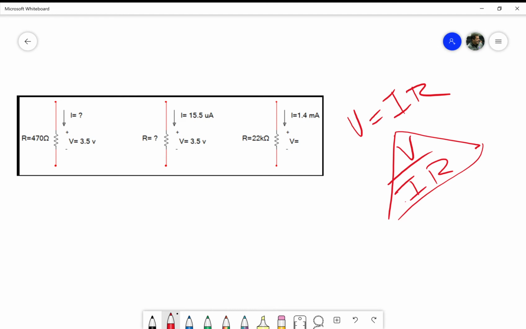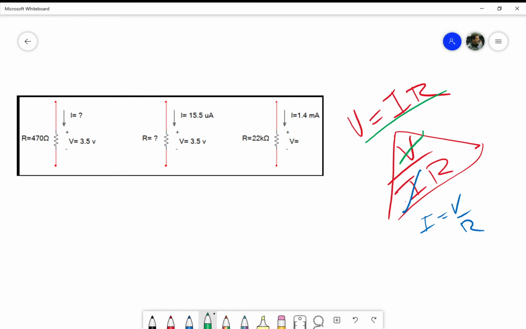So let's say that I'm looking for current. Well, if I'm looking for current, I could cover the I with my thumb, which I can't do on this video, and that means that I is equal to V over R. So that's another way. You just use your thumb to cover what you want, and it will show you how to get the other part. If I covered the V and needed voltage, well, voltage is current times resistance, which we already know from our equation up there.